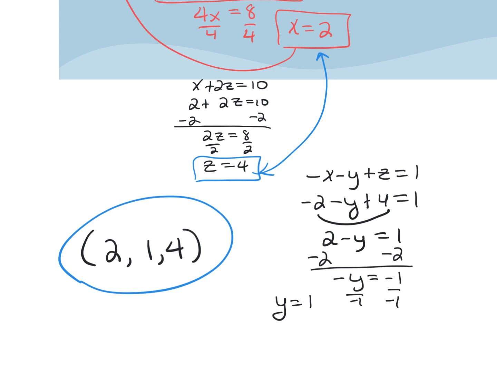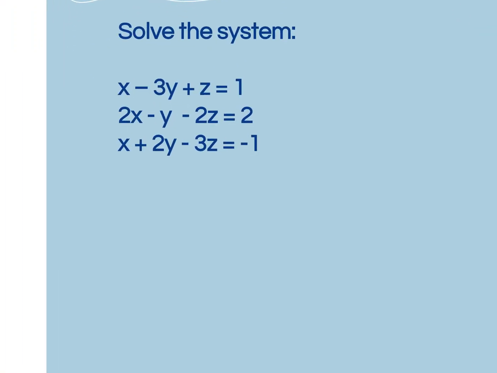Let's try example 4. So again, let's take a look and see what might be the easiest to eliminate. I am going to eliminate x. I'm going to get away with multiplying this one by -2 and this one by -2.